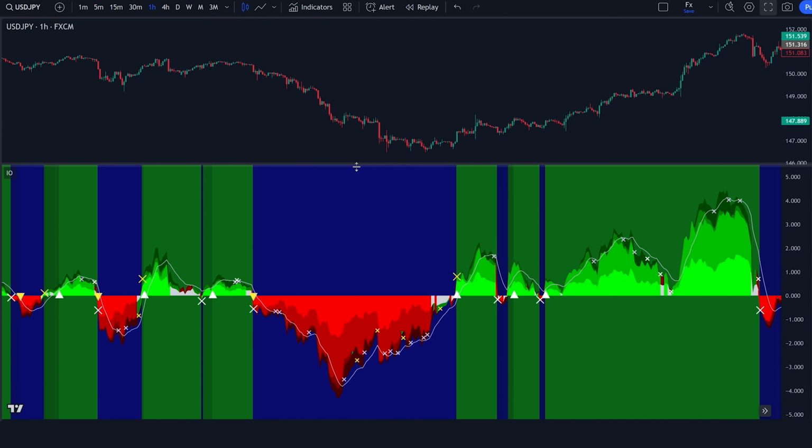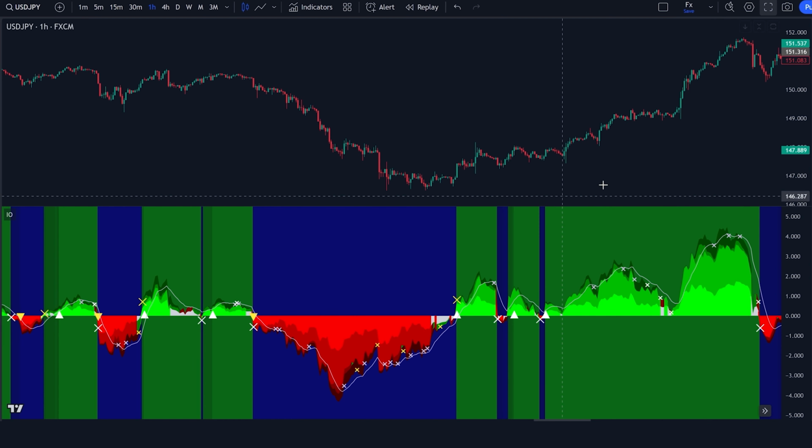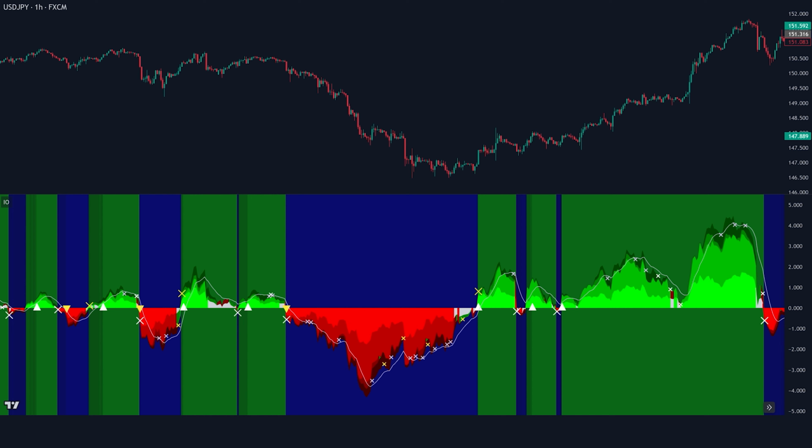The Ichimoku Oscillator is a powerful tool used in trading to understand market trends and decide when to buy or sell. Now let's break down its key features and components. Green zones. These areas on the chart indicate that the price is in an uptrend. When you see the oscillator shaded green, it suggests that buyers are in control, and it may be a good opportunity to consider entering a long position.